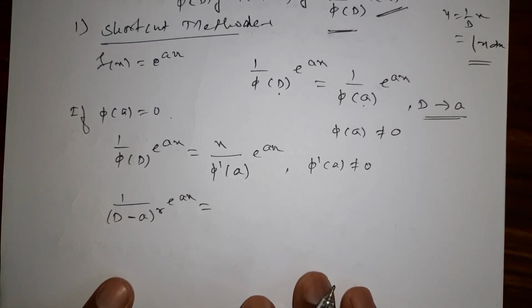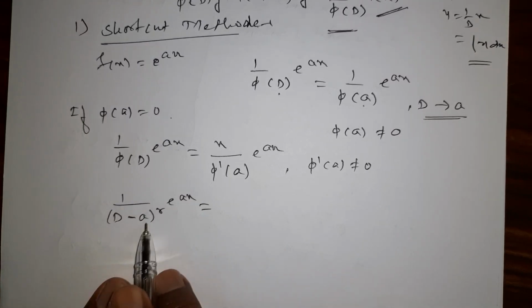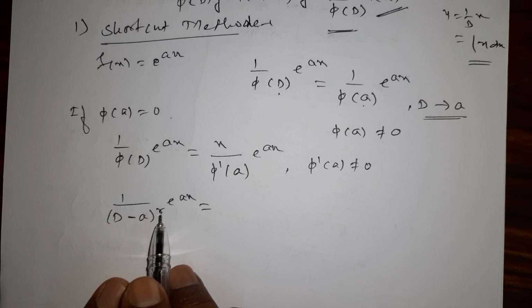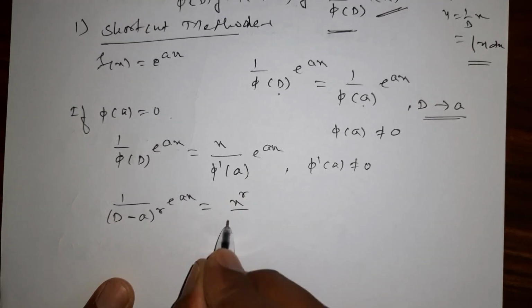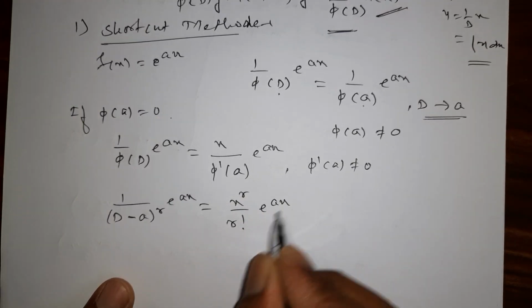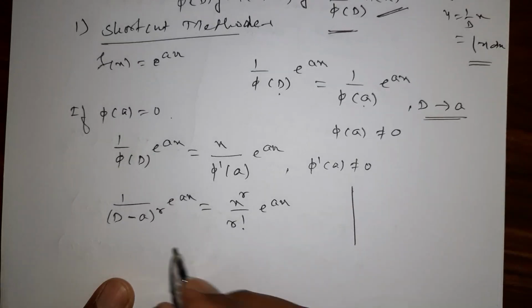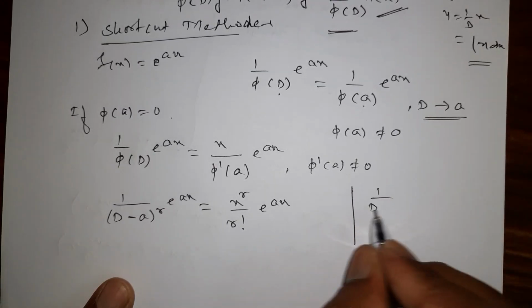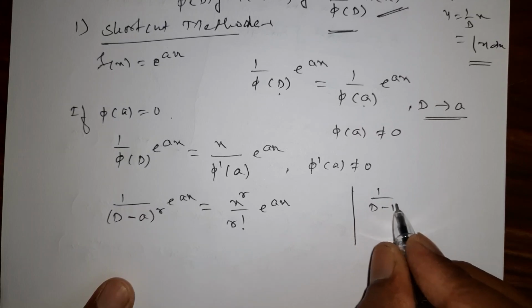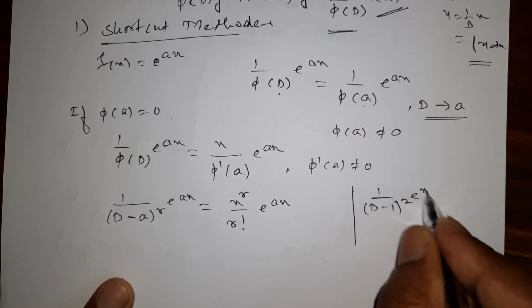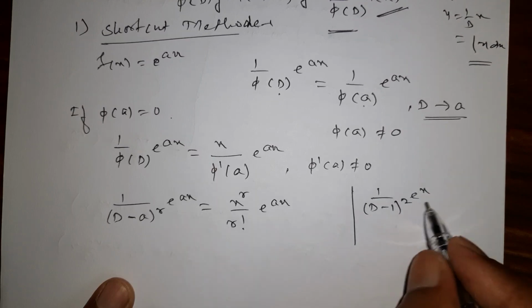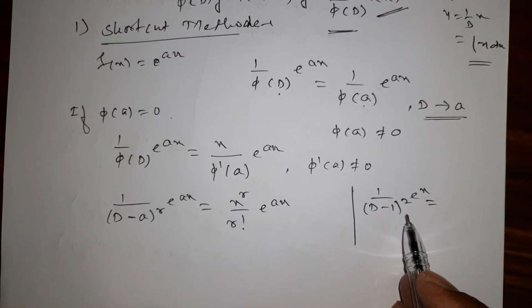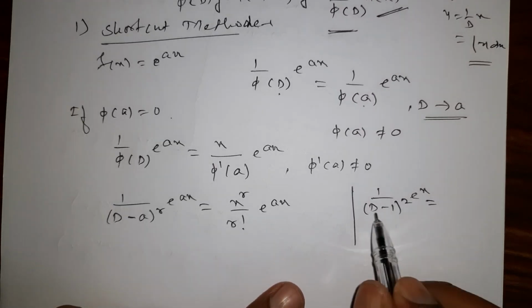See carefully here now. (D minus a) raised to r, the power is raised to r, right? It means r times the derivative is possible. So here x raised to r upon r factorial, e raised to ax. I will prove this in a smaller case. Suppose I simply take 1 upon (D minus 1) square, e raised to x. What I told you is, replace D by a.